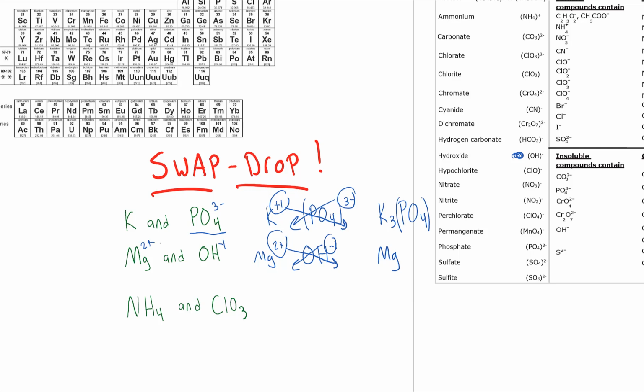Now, Mg is 2 plus. So the number that is on the OH at the end is going to be a 2. So OH and a 2 outside of the parentheses. We have 2 hydroxides. So Mg(OH)2 is how you draw the formula for that.